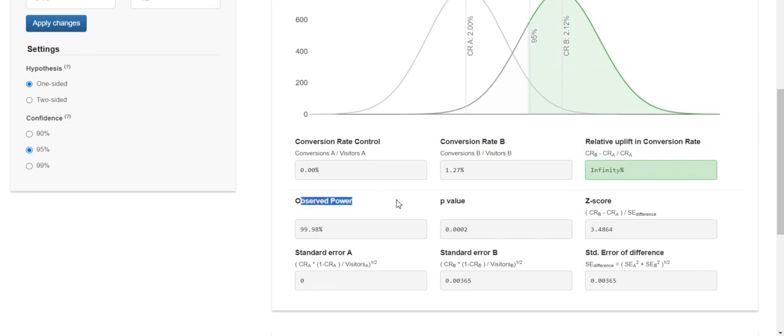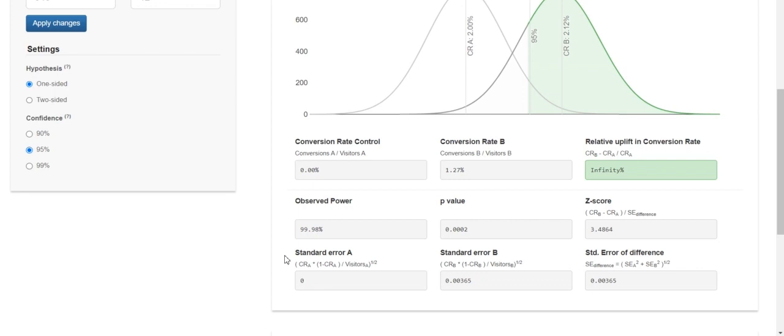All right, what is observed power? Another very important concept. The observed power is the ability to reject the null hypothesis when it is really false. Essentially, it's the power of an experiment to predict correctly. The higher this power, the higher the accuracy of the experiment. It's very close to 100%, as you can see here, so that's a good thing.